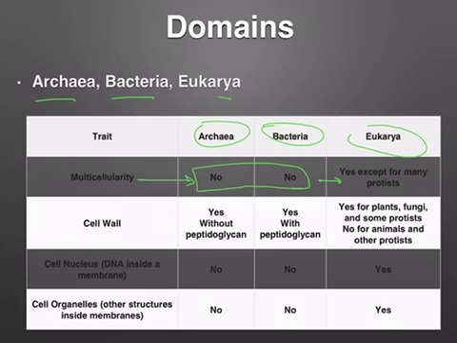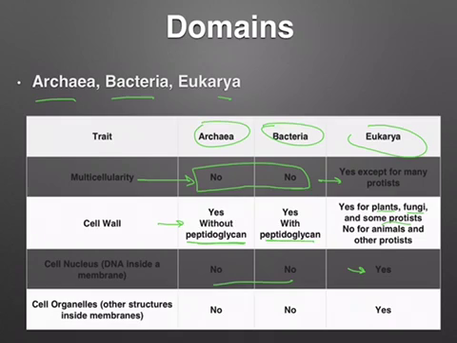Bacteria and archaea also have cell walls, and their biggest difference is that archaea's cell walls are made without a compound called peptidoglycan, whereas bacteria's cell walls have peptidoglycan in them. In eukarya, some organisms such as plants and fungus and some protists have a cell wall, but animal cells do not. As for whether a nucleus is present, both bacteria and archaea do not have one. However, all organisms in domain eukarya have a nucleus.